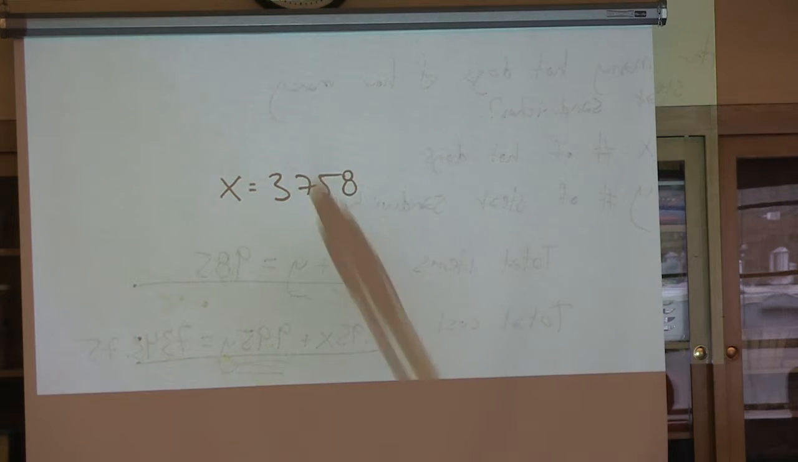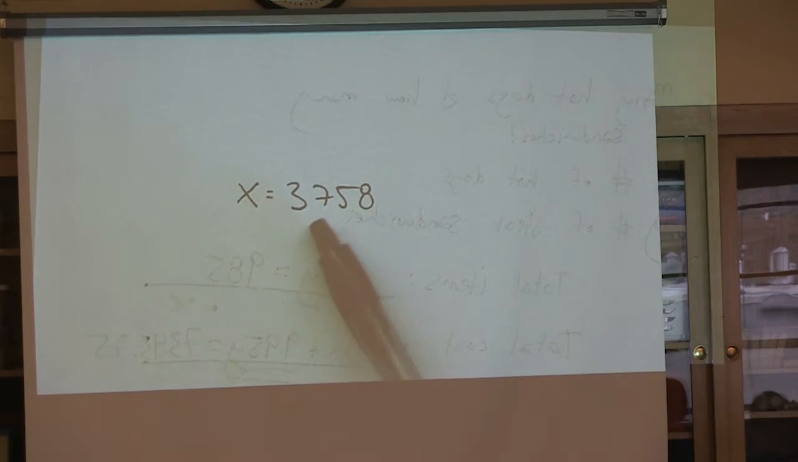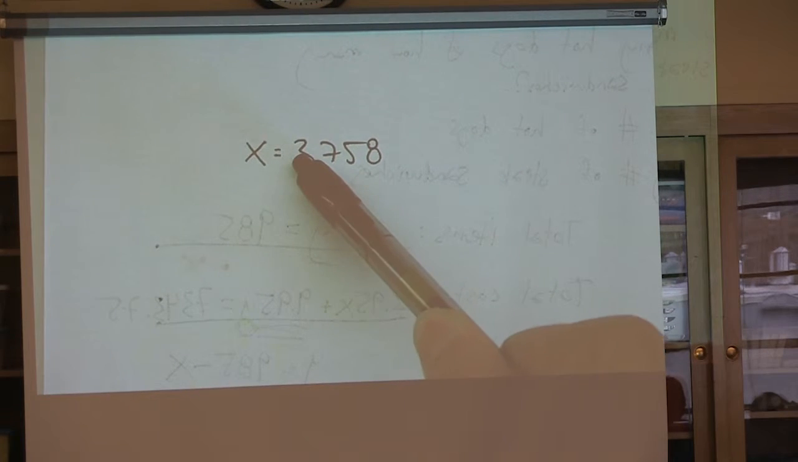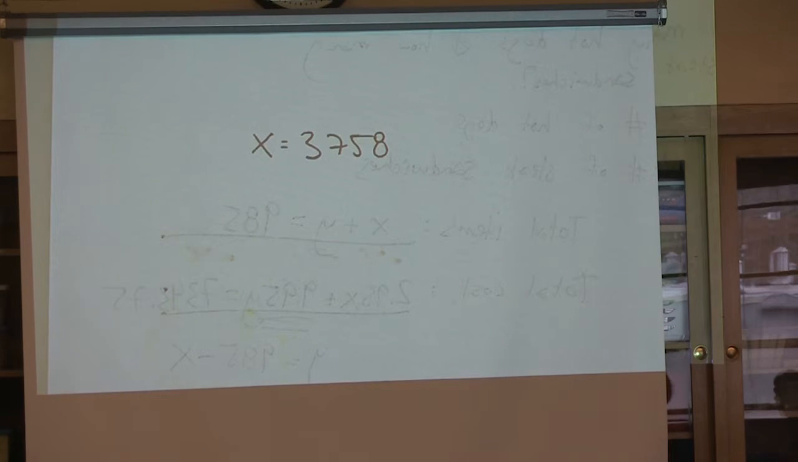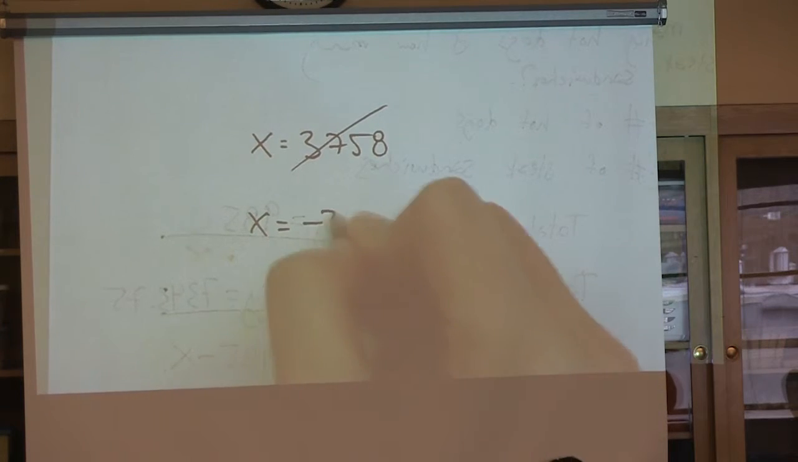Because he says he sold a total of 985. You're right. You could find out the money as well. But he sold a total of 985 items. If this is the number of hot dogs, he didn't buy that. Yeah, that didn't happen. Okay, so this is no good. What about this one?